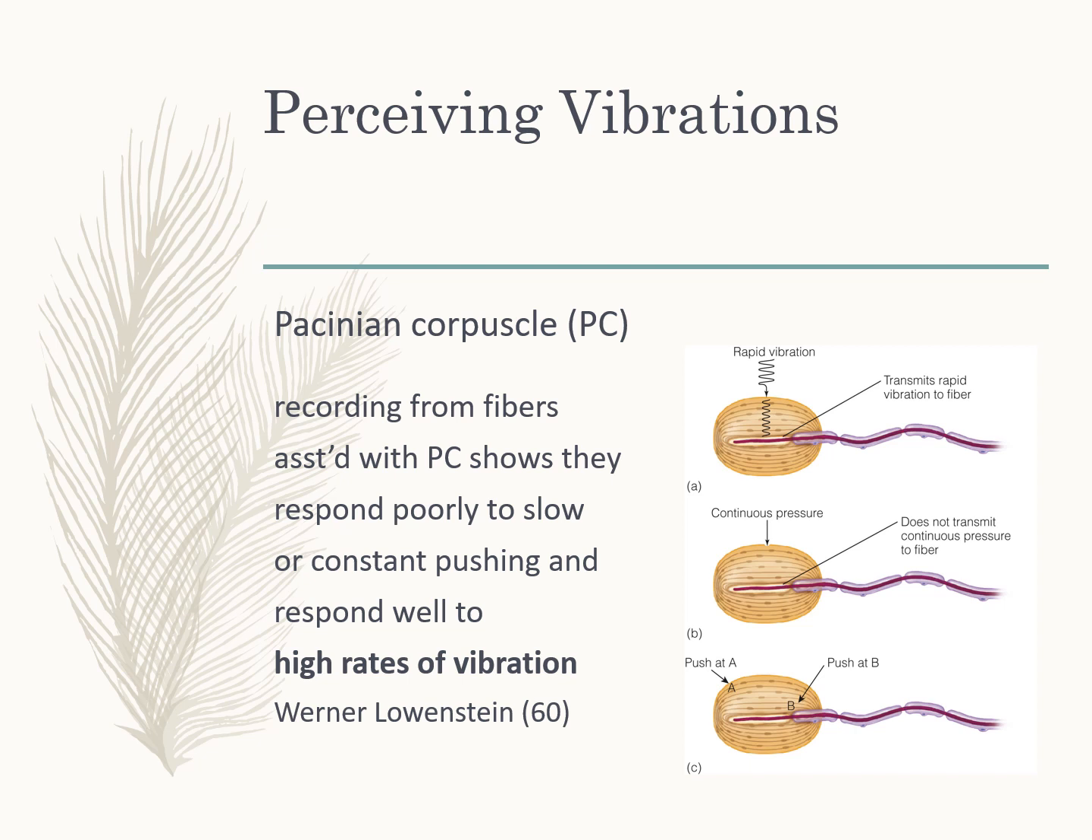But then Lowenstein went and he peeled away the onion and he pushed at B, right, or stimulated at B. And now there is a continuous signal. So it is that oniony structure and the fact that that liquid is moving and then stimulating that bare nerve ending. That's what gives us this perception of vibration.